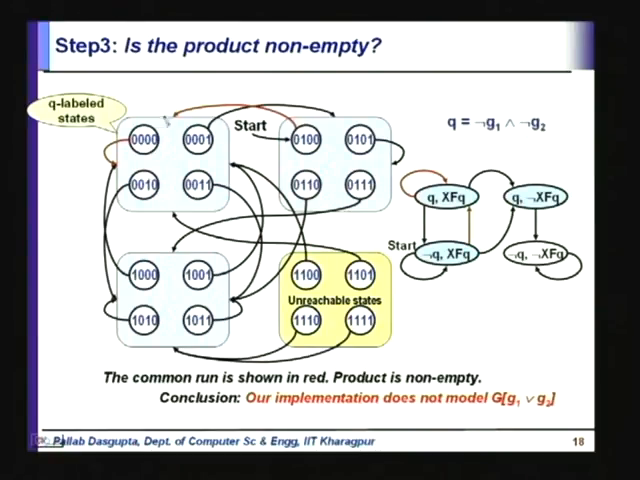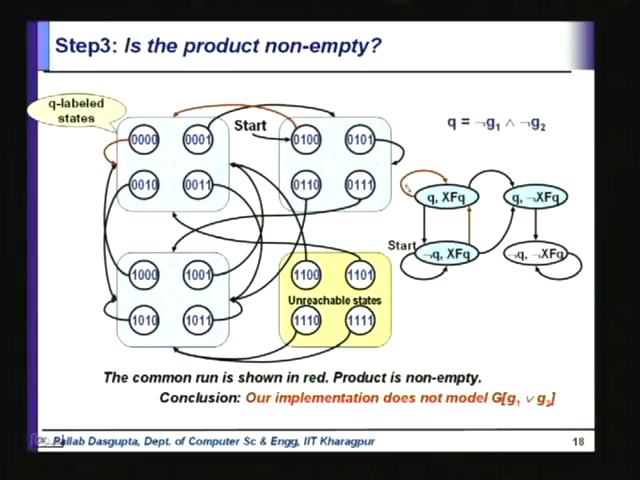So, if you look at this run, you have a path in which you are reaching FQ, and what is Q? Not of G1 and not of G2.